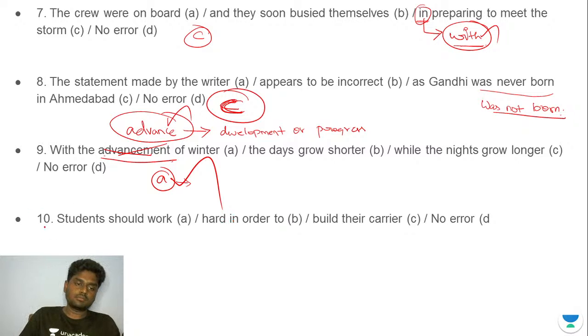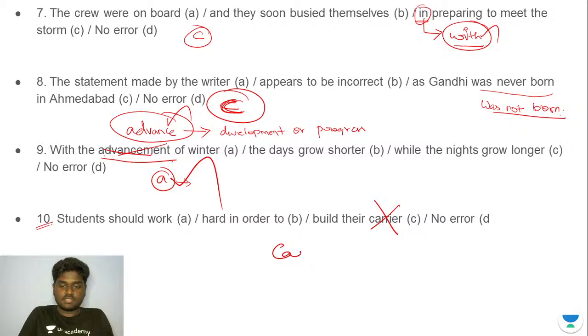Let's go for the 10th one. What for the 10th one, guys? Come on. That is, students should work hard in order to build their career. What is the wrong one here? So definitely, if you try to see the 10th question, the statement by itself is all fine. There is no grammatical error here, but you have a spelling mistake. What is the spelling mistake which you have?